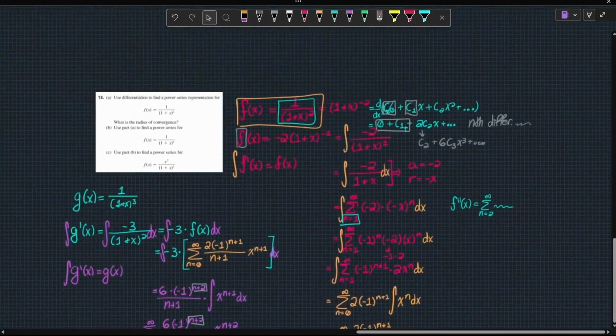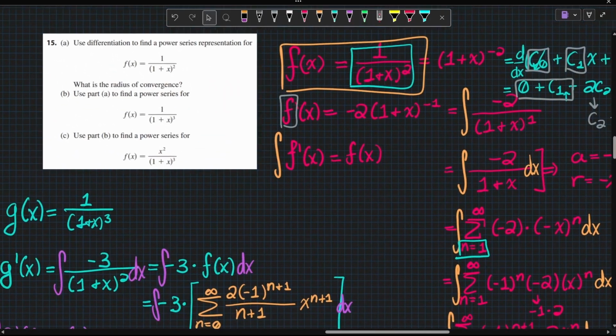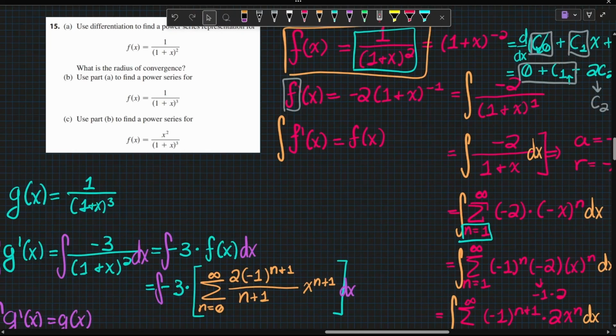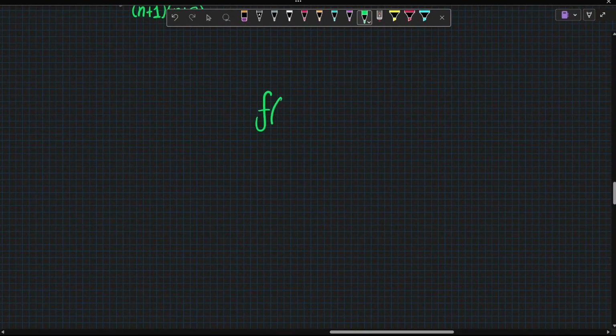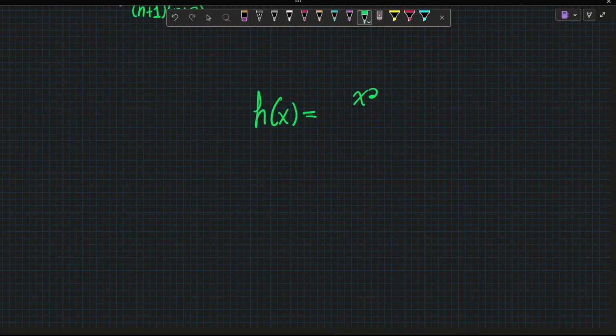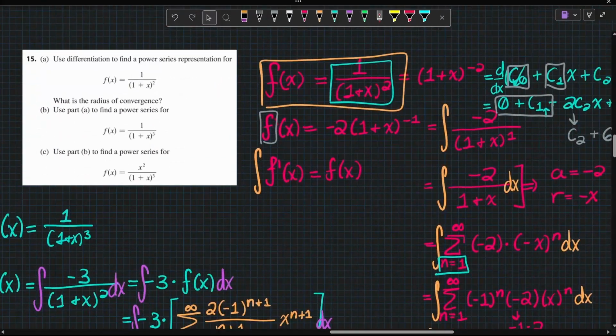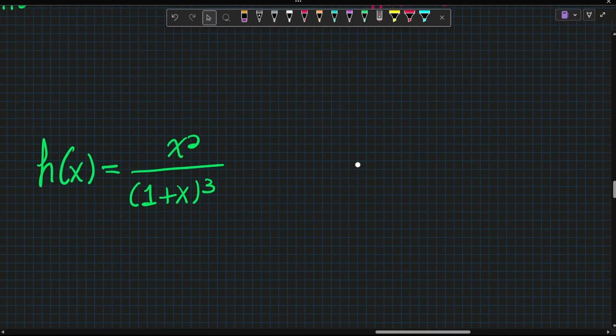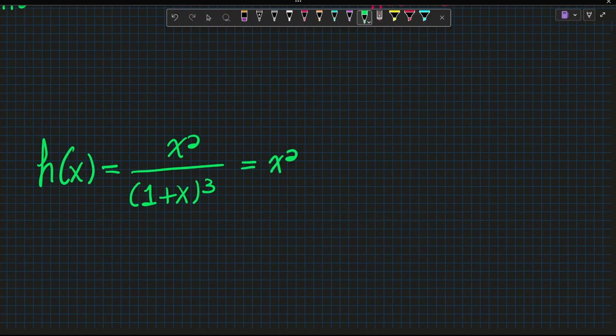Okay, let's try that. Now here it's asking us in part C to find this. So f at x, we'll call h at x actually, is equal to x squared over 1 plus x cubed. Okay, so what do we do here? All right, we're gonna have to use another fact that we know about series, which is that first of all we can express this as x squared times 1 over 1 plus x cubed.